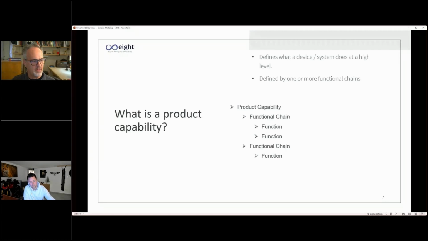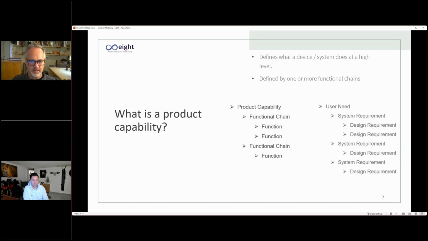And part of the reason for that is so that we can identify what discipline that function is going to be deployed in. This will become important for risk later. When we correlate that to the requirement set, the product capabilities are correlated to the user needs, and that's really what the system as a whole does. The functional chains are subsystem requirements. So if we want to do system or subsystems, that's what the functional chains are related to. And then the functions are related to design requirements.